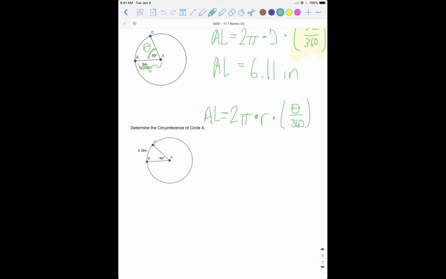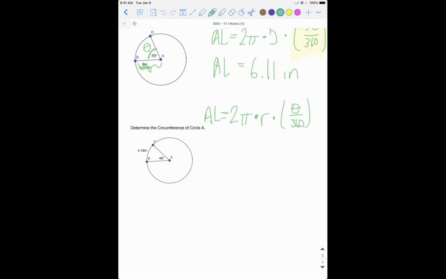And notice we can't just go to our circumference equation because we don't know our radius, right? None of those are given to us. So we've got to think about what we can do here. We're given part of our circumference because we're given this distance, and we're given this angle. So we've got to determine how much of the circle that is. And so let's erase that.